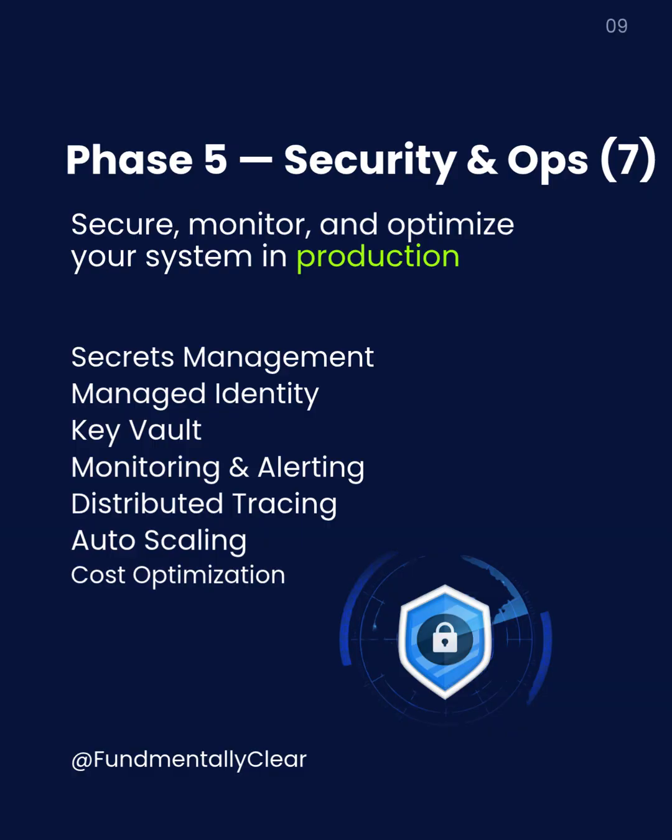And finally, Phase 5, Security and Ops, because shipping is not the finish line. Running securely in production is. Secrets management, managed identity, key vault, monitoring and alerting, distributed tracing, auto-scaling, cost optimization. The patterns in this phase are what separate teams that react to problems from teams that prevent them.